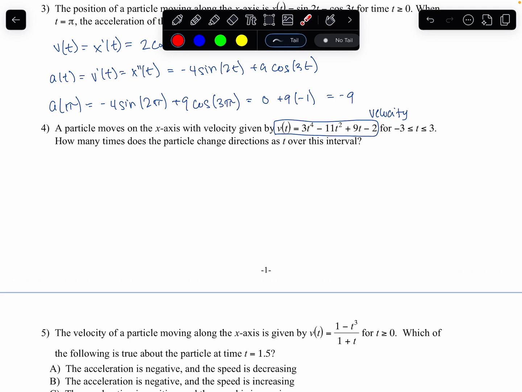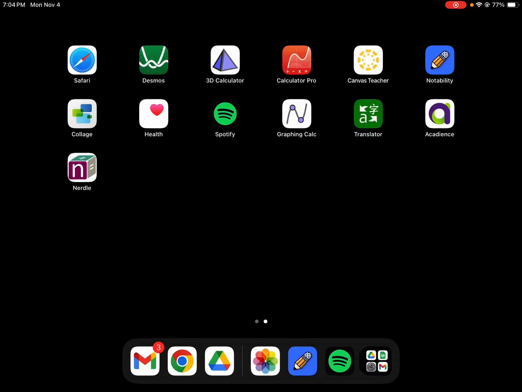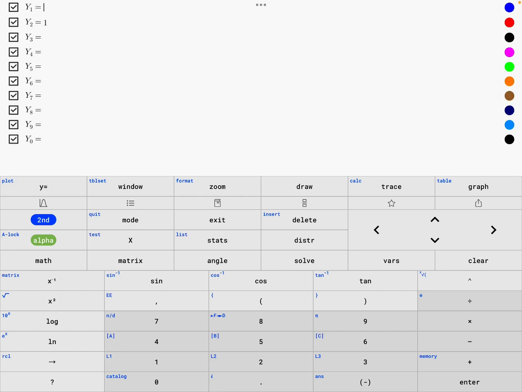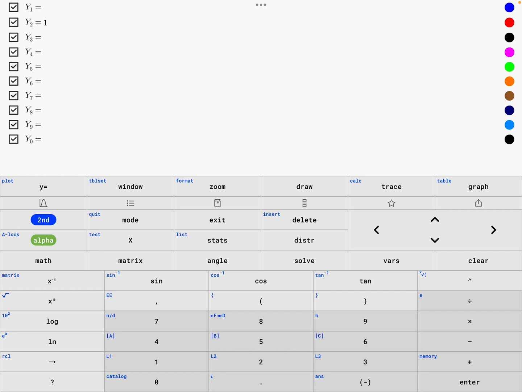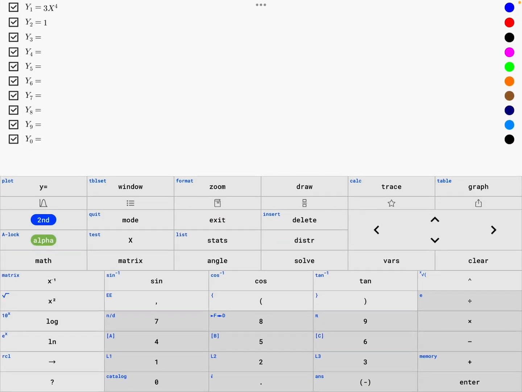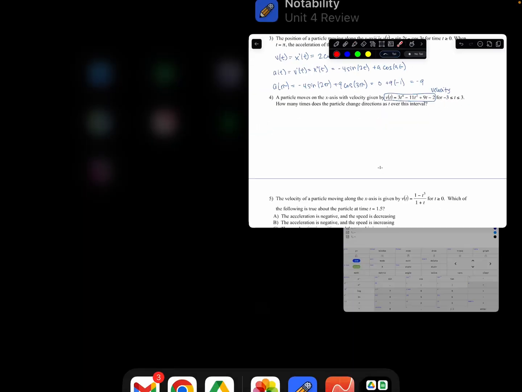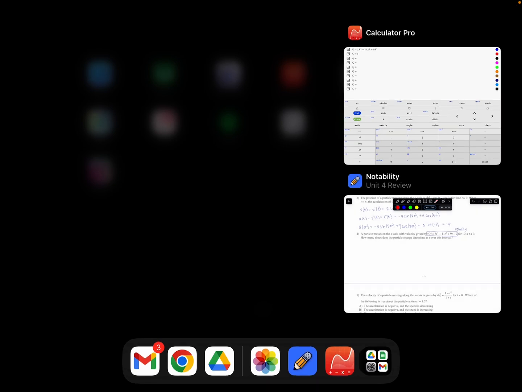So what I'm going to do is graph this and see where it changes directions. So I'm going to open my calculator. All right, so we're going to have 3x raised to the 4th, minus 11x squared, plus 9x, minus 2.